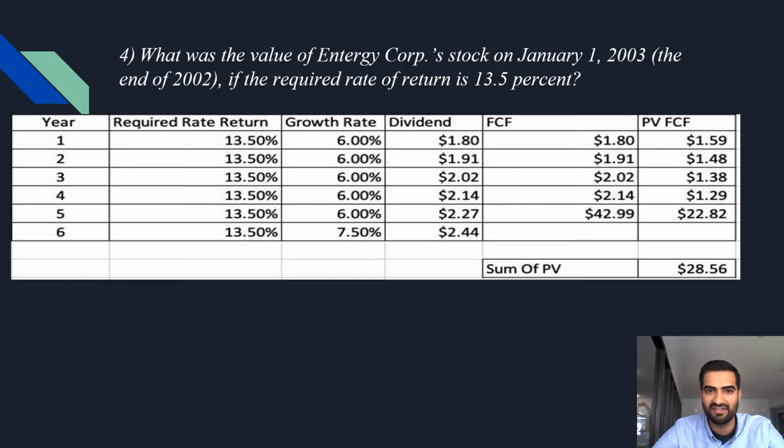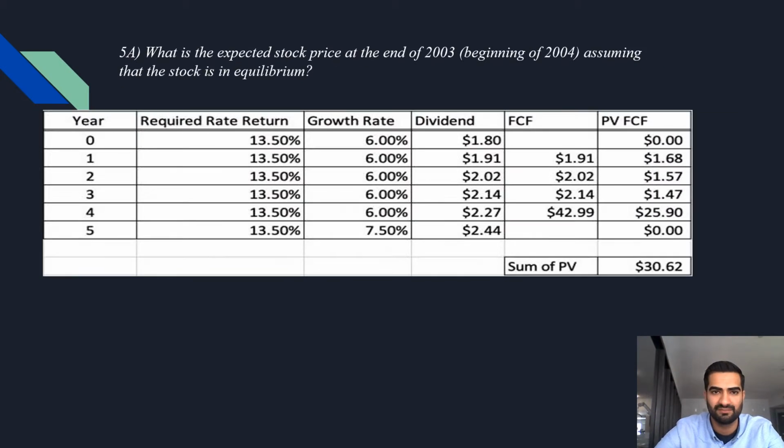Next, what was the value of Energy stock on January 1st, 2003? This was done by multiplying the dividends by the growth rate, and then on year 5, it's growing at a perpetual basis of 7.5%. So after getting the present value of each year and summing them up, I received a price per share of $28.56.